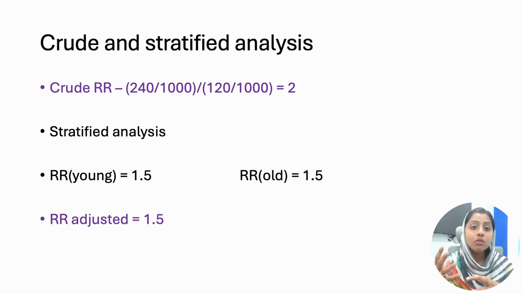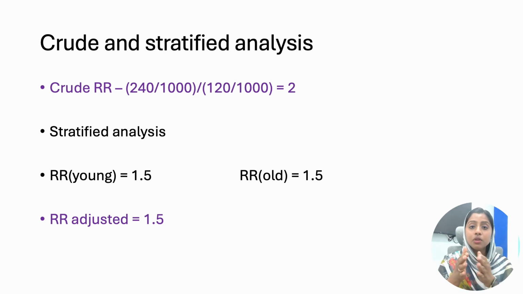So now let's see how this actually affects the relative risk. If you do a crude analysis where you don't stratify by age, the risk ratio that you get would be 2. And if you stratify the analysis into young and old people, the relative risk that you get is 1.5, which is not 2. So the adjusted would be 1.5.